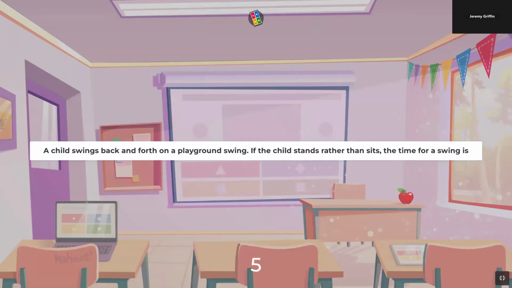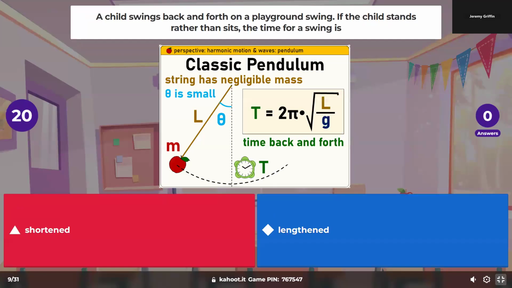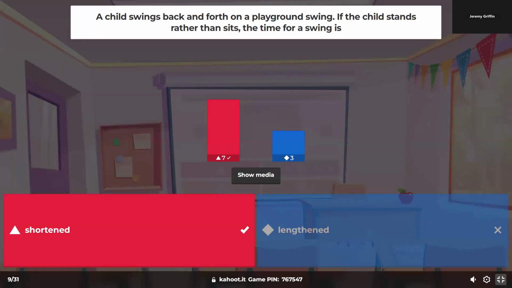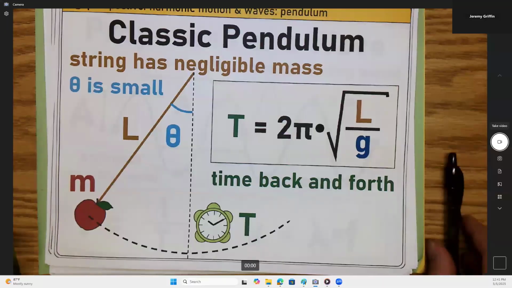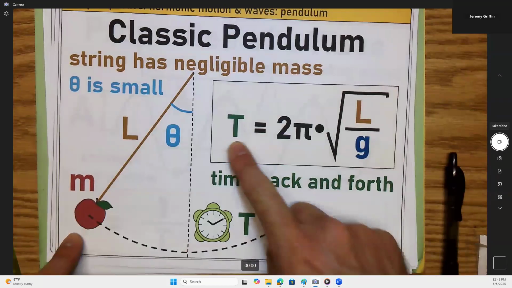A child swings back and forth on a playground swing. If he stands rather than sits, what's the time period? If you stand rather than sit. Yeah, nice. All right, so pendulum physics. Okay, so the time to swing back and forth is this right here.